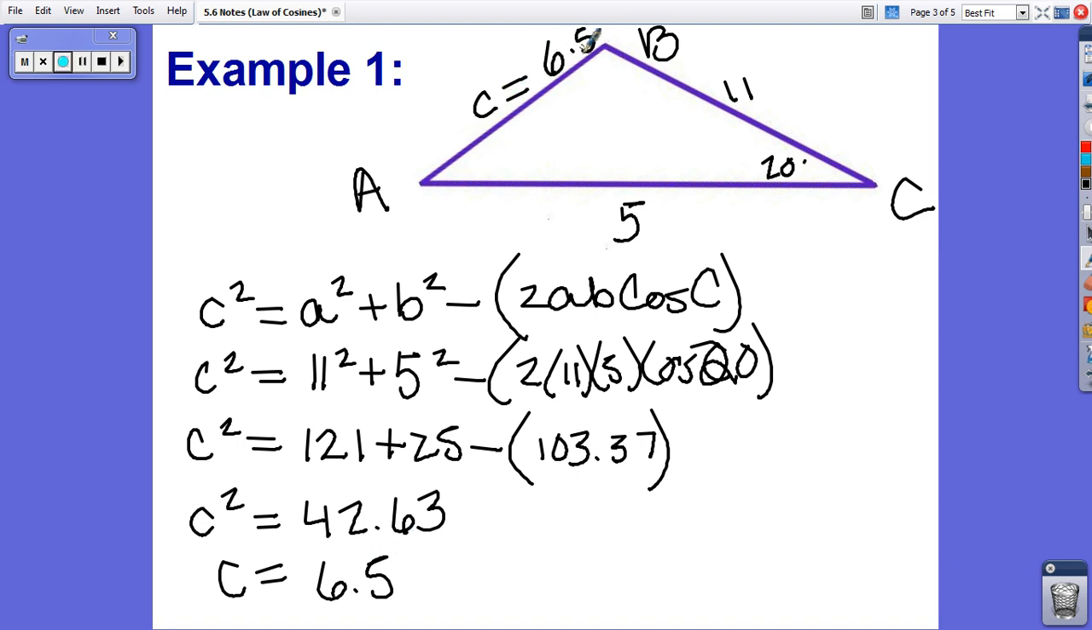Great. Okay, so here's where it gets tricky. It looks like you should be able to use law of sines now because you have angle C and side C. But what I'm going to tell you is that if you use law of sines, you won't always get the right answer after you've started with law of cosines. The reason is because law of sines doesn't account for this special case where one of the angles is obtuse.